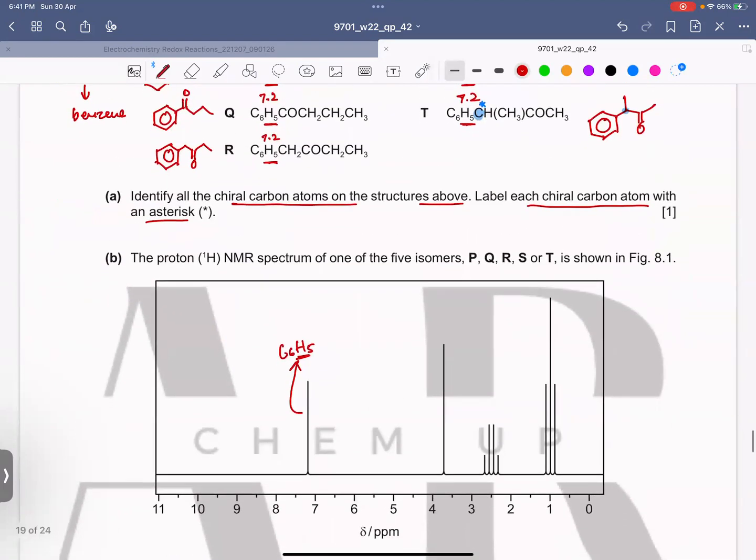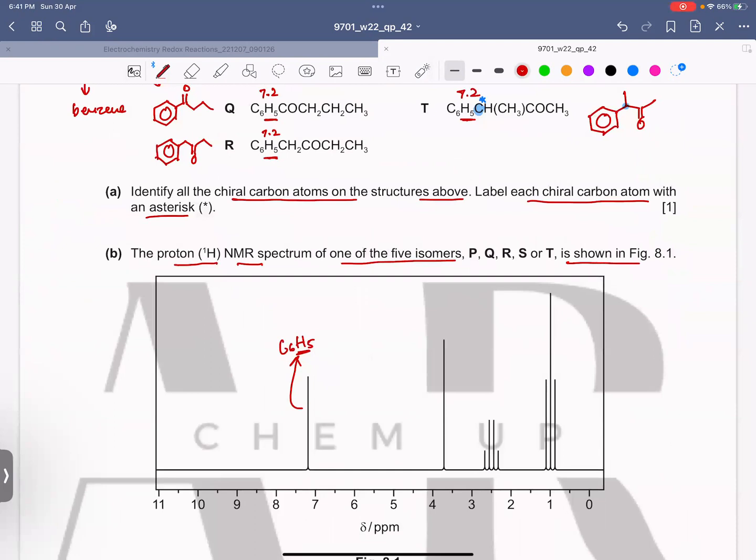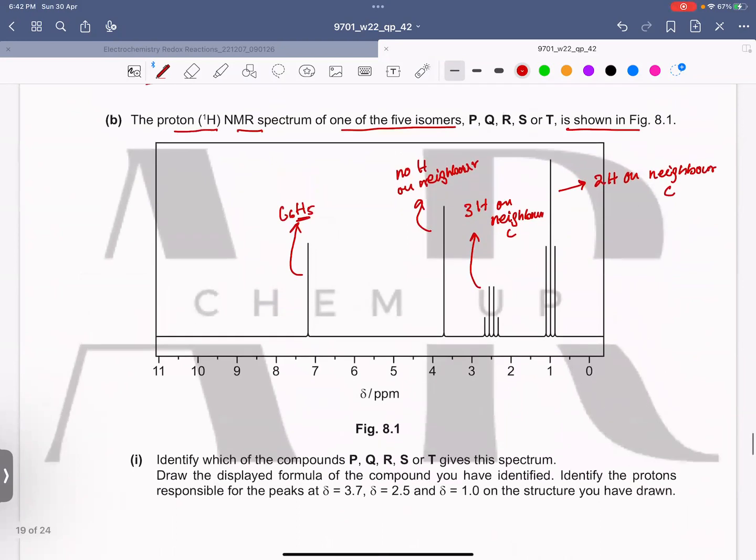Now there are 3 peaks. Okay, the proton NMR spectrum of one of the 5 isomers is shown. So it means there are 3 different environments. There is a triplet, meaning 2 hydrogens on the neighbor carbon. Quartet means 3 hydrogens on the neighbor carbon. And singlet means no hydrogen on the neighbor carbon. So now we have to figure out which one can show this. So what I'm observing from here, isn't it R? Yes, that's what they have asked.